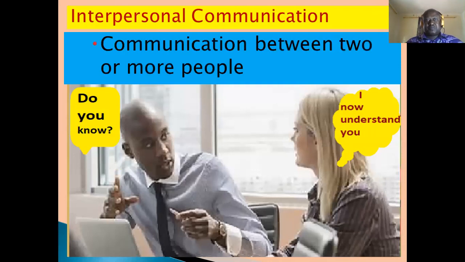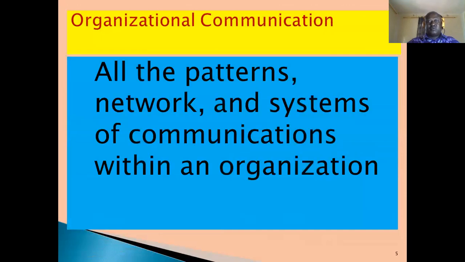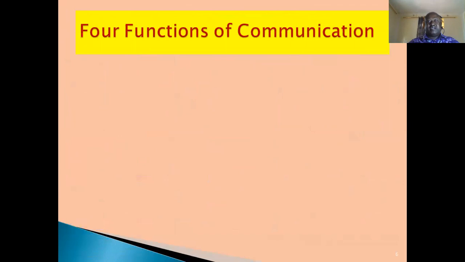Interpersonal communication. Interpersonal communication is communication between two or more people. As you can see, the young man and the young lady here are trying to communicate to each other. This one is asking a question. Do you know? After a very long discussion, this one says, yeah, I now understand you. By this one saying he understands, then there is communication taking place. And it's interpersonal because it's between two people. Organizational communication, this is where all the patterns, networks, and systems of communication within an organization occur.